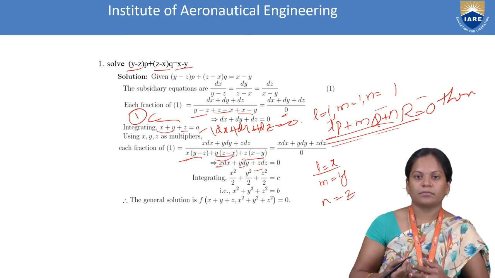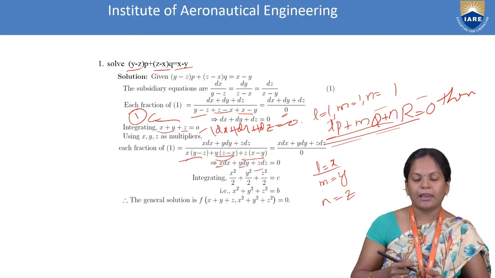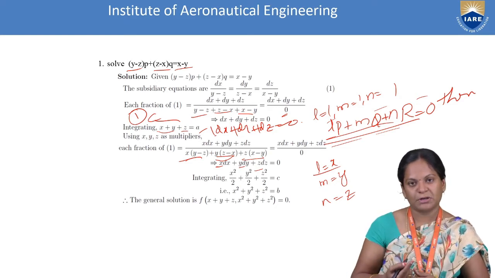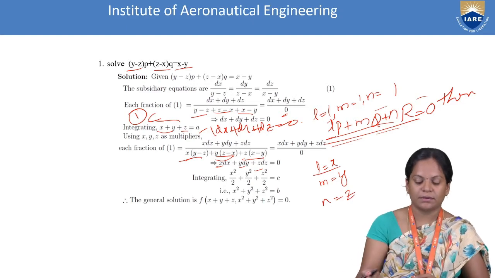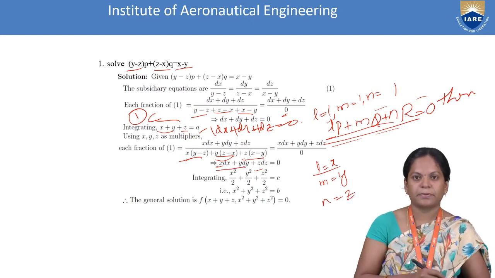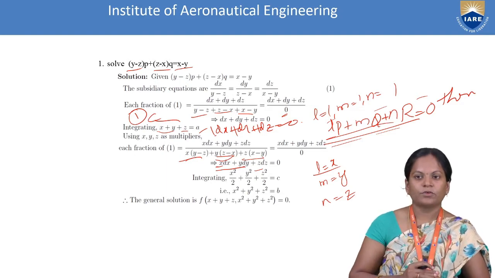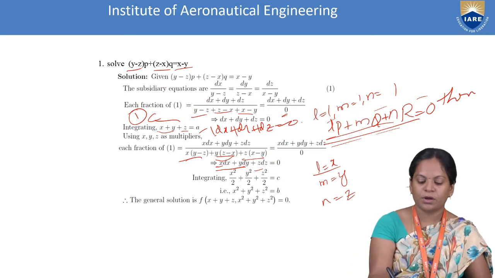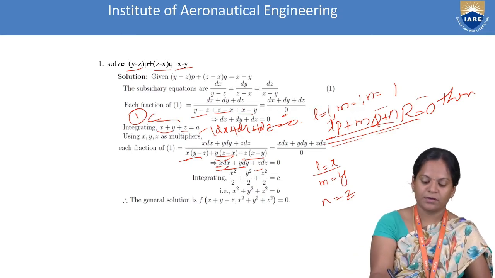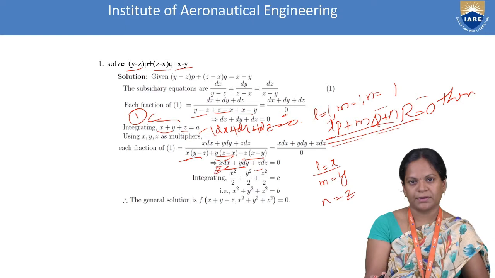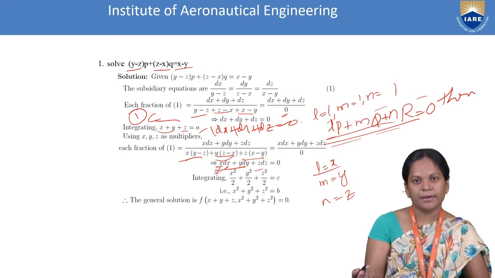Now take LDX plus MDY plus NDZ equal to 0. L, M, N, R here are multipliers. Which multipliers? X, Y, Z. So we write x dx plus y dy plus z dz equal to 0. So we can take direct integration. Here the variable is x only, so then we can take integration easily.